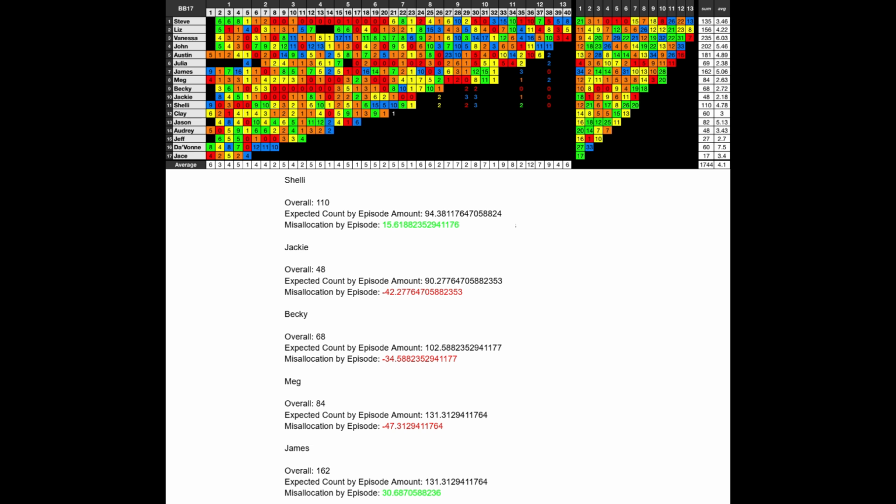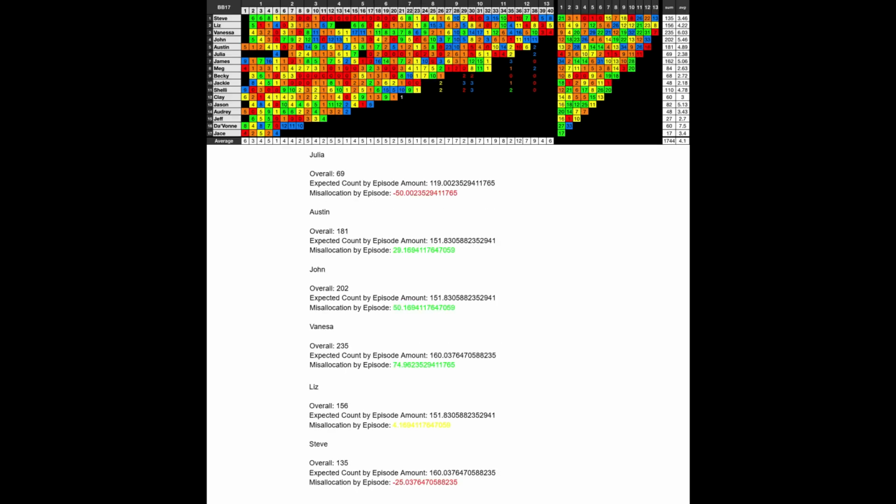Meg got 84 diary rooms, and her expected count by episode amount is 131.31, causing a negative 47 misallocation. James got 162 diary rooms, and his expected count by episode amount is 131.31, meaning that he has a misallocation by episode amount of 30.68, and it was clear that the producers weren't thrilled with many of their early to mid jurors, and the fact that he got so much more screen time compared to them just proves that.